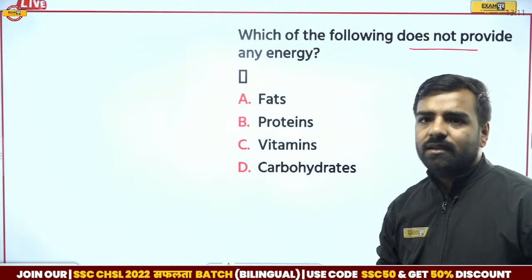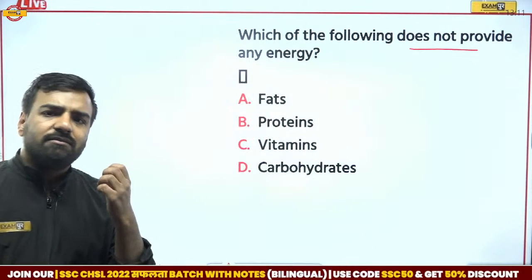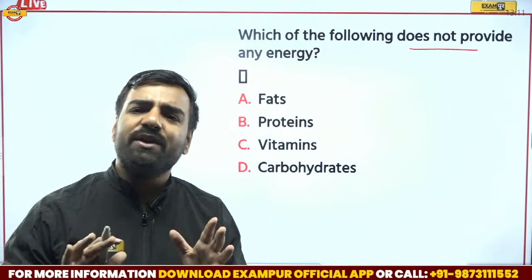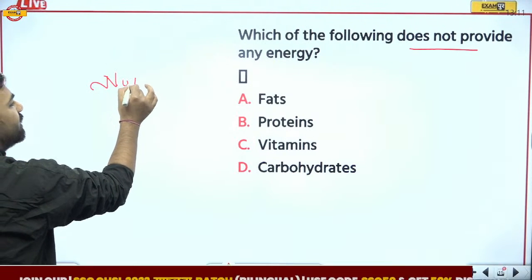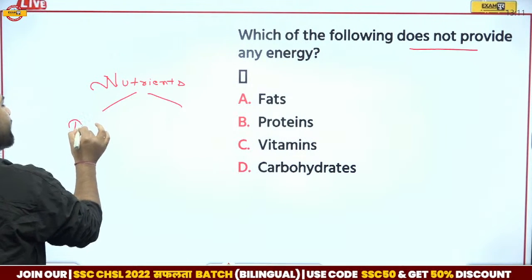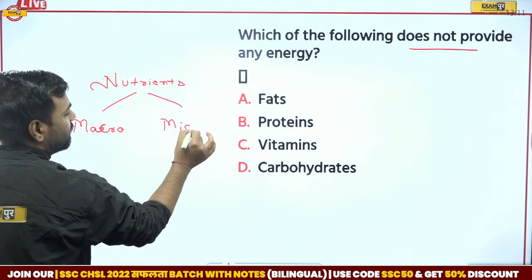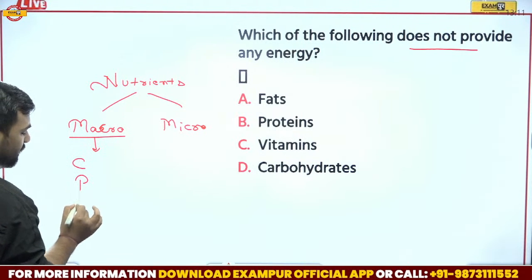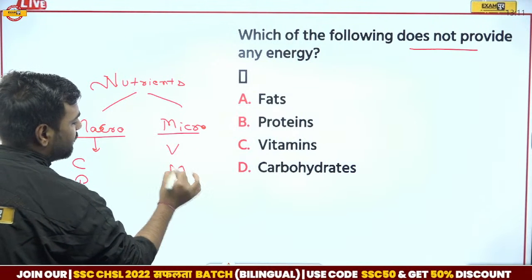So, what I was talking about, I was asking you, which of the following does not provide any energy? Now, we are aware of, when we talk about any food, whether it is your dosa, idli, whether it is non-veg, whatever you are eating, there are two main things. In the nutrient part, there are two subdivisions, which may be macro or micro. If I talk about the macro part, here we have carbohydrate, protein, fat. If I talk about the micro part, here we have vitamins and minerals.